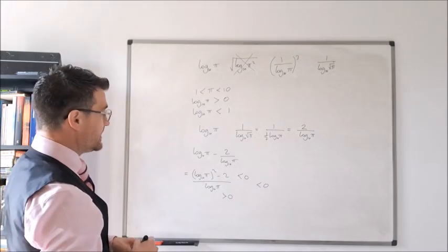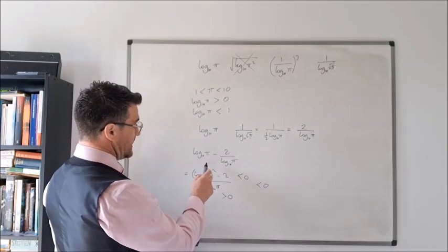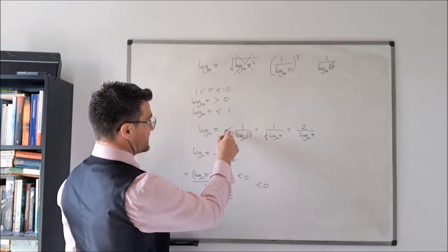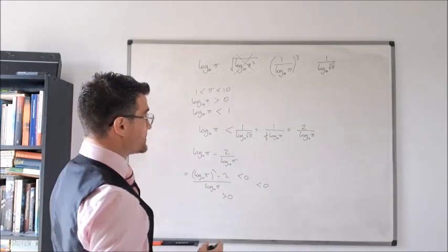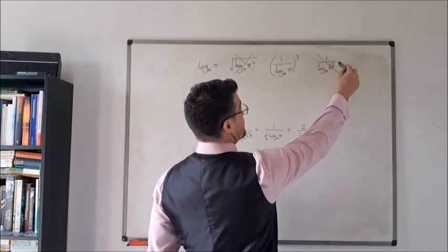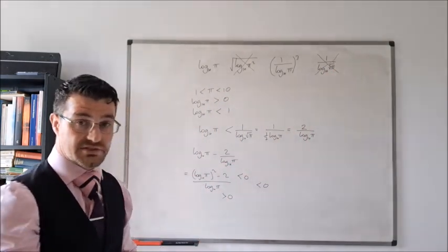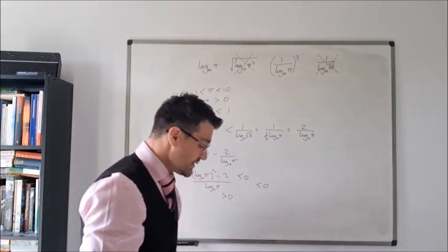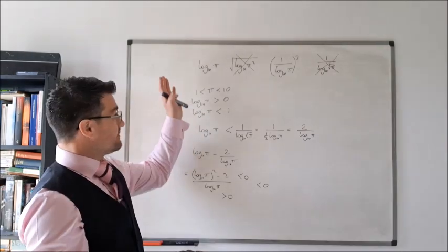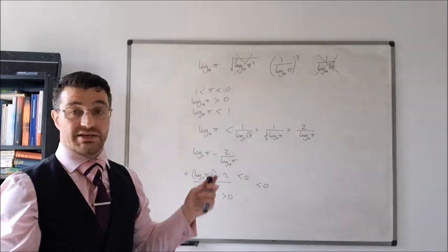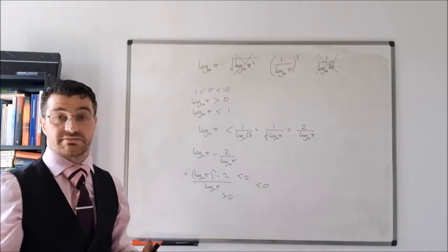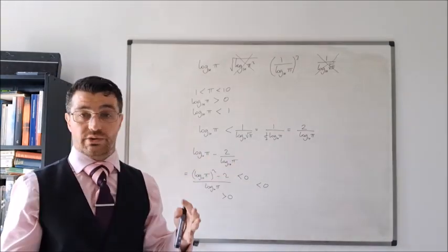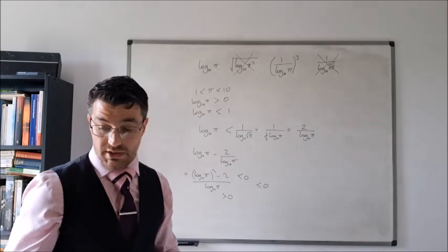What does that tell me then? That log to the base 10 of pi is going to be less than 1 over log to the base 10 of square root of pi. So that's not the greatest value. It's the smallest value. So we're just kind of knocking out as many as we can, really. Again, how did I know to do this? I didn't. I just kind of messed around with things until something worked.